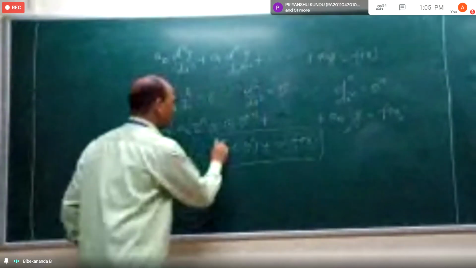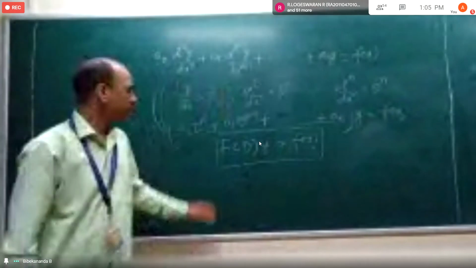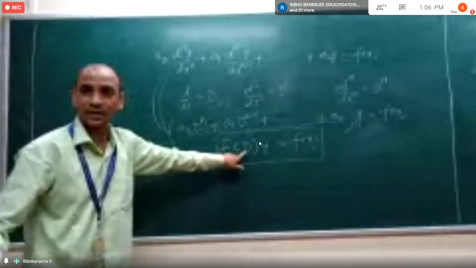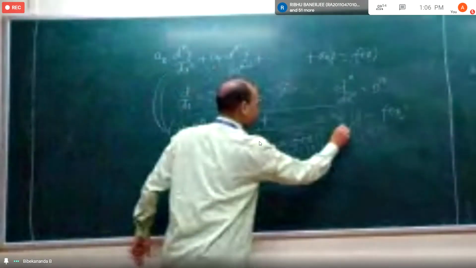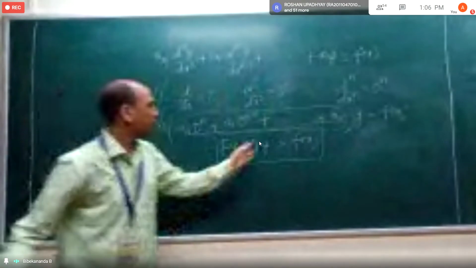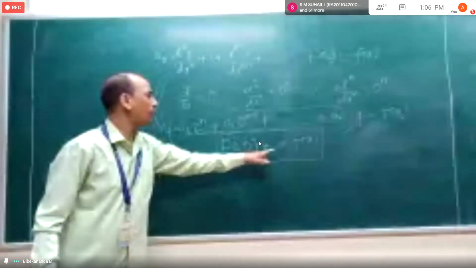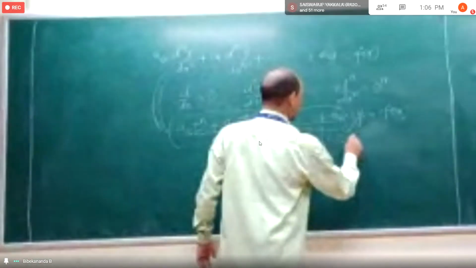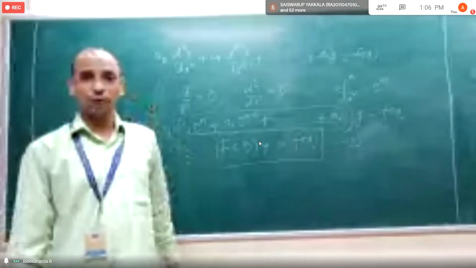This we denote as f of d, because this is the expression which is a function of d. So the total expression is nothing but f of d. Whenever I talk about f of d, you understand that it is nothing but this function of d, and then y is this one. So f of d of y equal to f of x. This is my linear differential equation with constant coefficients.